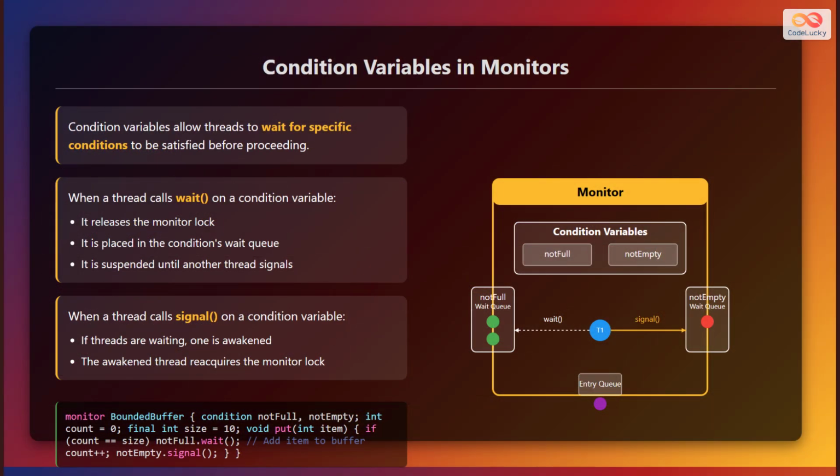Condition variables are essential components of monitors, enabling threads to wait for specific conditions to be satisfied before proceeding. When a thread calls wait on a condition variable, it releases the monitor lock, is placed into the condition's wait queue, and is suspended until another thread signals it. Conversely, when a thread calls signal on a condition variable, if there are threads waiting, one of them is awakened, and the awakened thread then reacquires the monitor lock. Looking at the example in the bounded buffer monitor, the put method uses notFull.wait to pause if the buffer is full and uses notEmpty.signal to alert waiting threads that space is available.